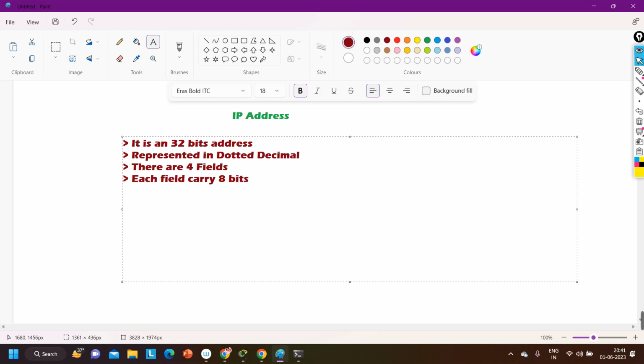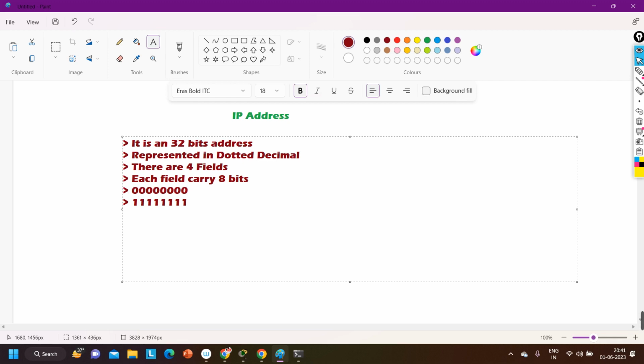8 bits. Definitely yes. By using 8 bits, what maximum value can you represent? 255. Yes. The minimum value will be 0. If all 8 bits are 0, then definitely you will get the minimum value. And if all bits are 1, then you will get the maximum value.